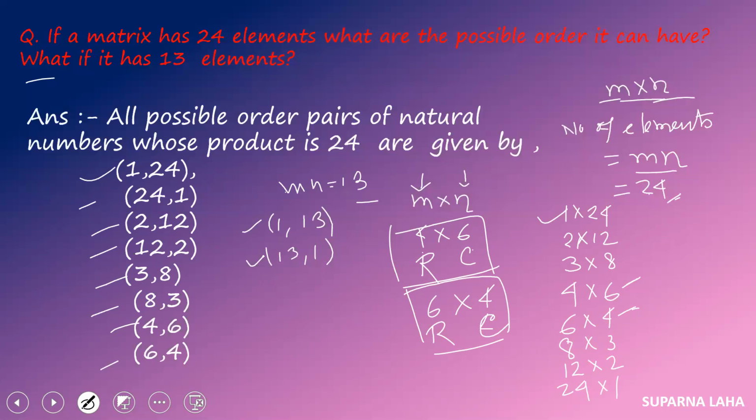Okay, if the number of elements is 13, then these two are the only possibilities of converting it into a matrix. The rows and columns of this matrix, or I can say the order of the matrix, is 1 cross 13 or 13 cross 1. So take any number as the number of elements, 5, 6, 9, 10, any number, and find its possible orders of the matrix. Solve this type of problem. I think they are very easy.